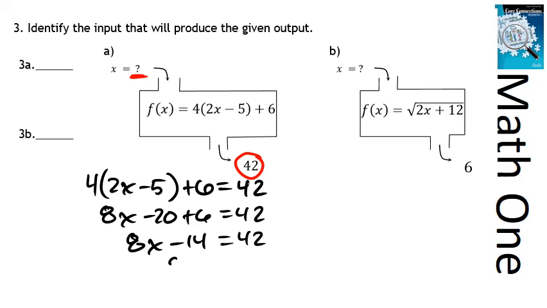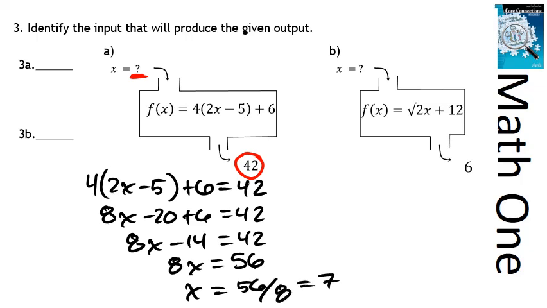If I add 14 to both sides, I get that 8x is equal to 56. And then finally, if I divide both sides by 8, x is 56/8, which turns out to be the number 7. So x is 7. We can just write it right here.